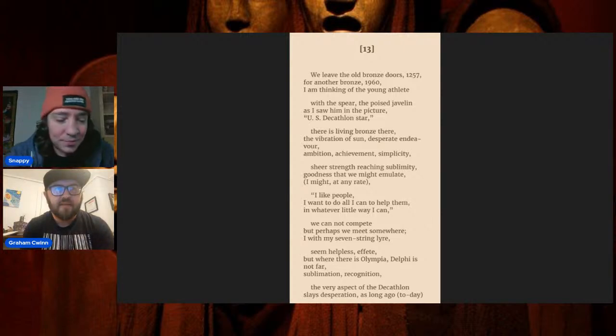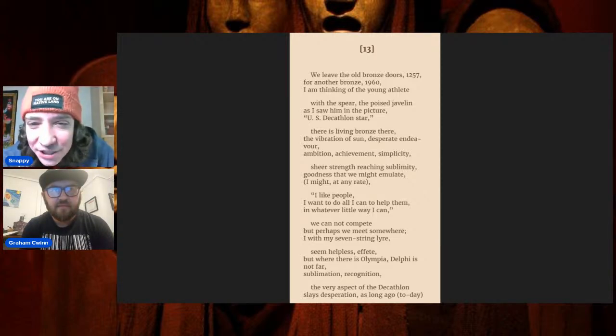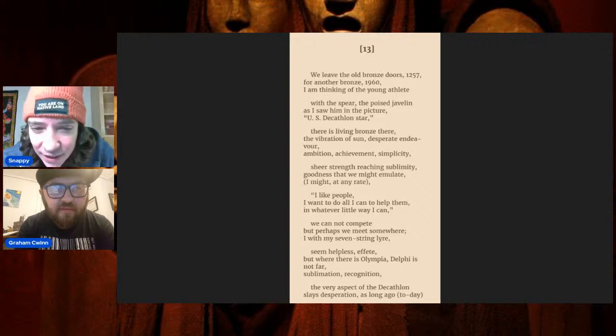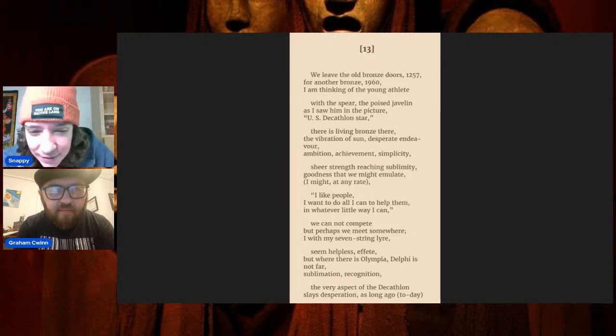So we leave the old bronze doors, 1257, for another bronze, 1960. I am thinking of the young athlete with the spear, the poised javelin, as I saw him in the picture, U.S. decathlon star. There is living bronze there, the vibration of sun, desperate endeavor, ambition, achievement, simplicity, sheer strength reaching sublimity, goodness that we might emulate. I might, at any rate. I like people. I want to do all I can to help them in whatever little way I can. We cannot compete, but perhaps we meet somewhere with my 7-string lyre. Seem helpless, effete, but where there is Olympia, Delphi is not far.